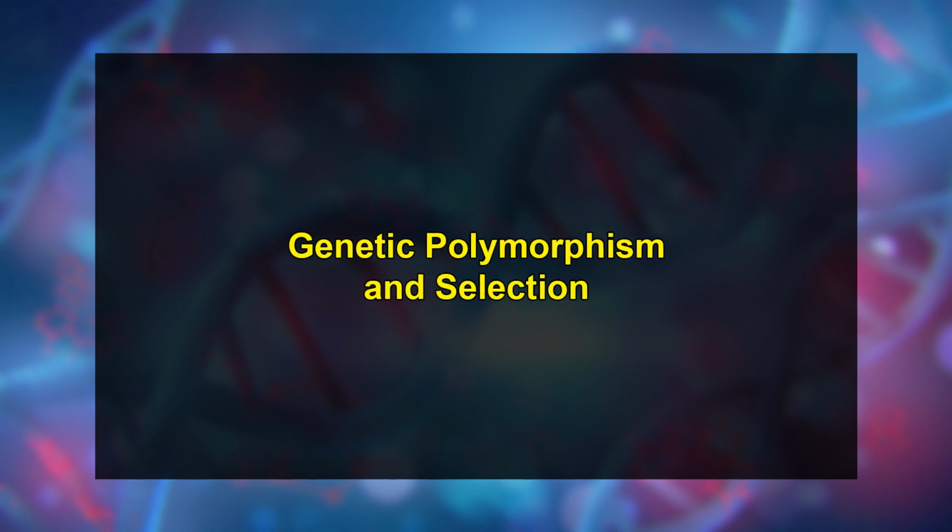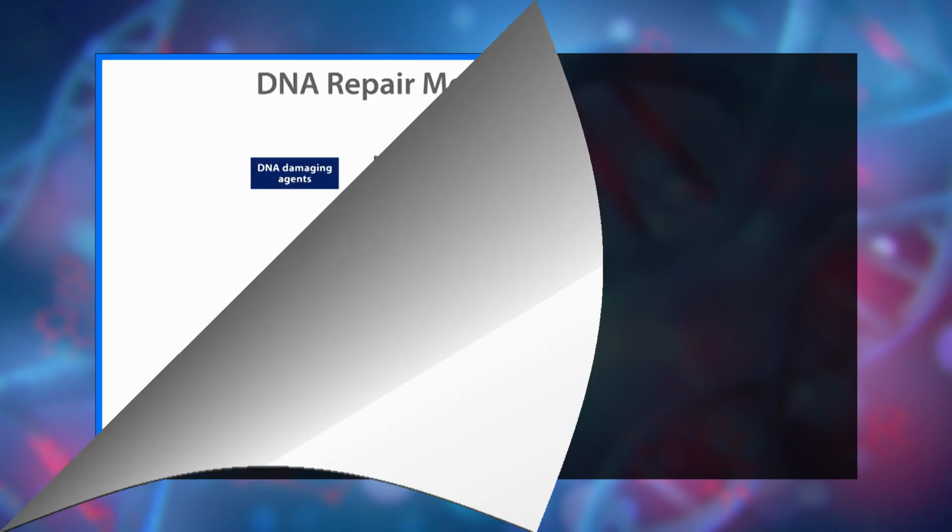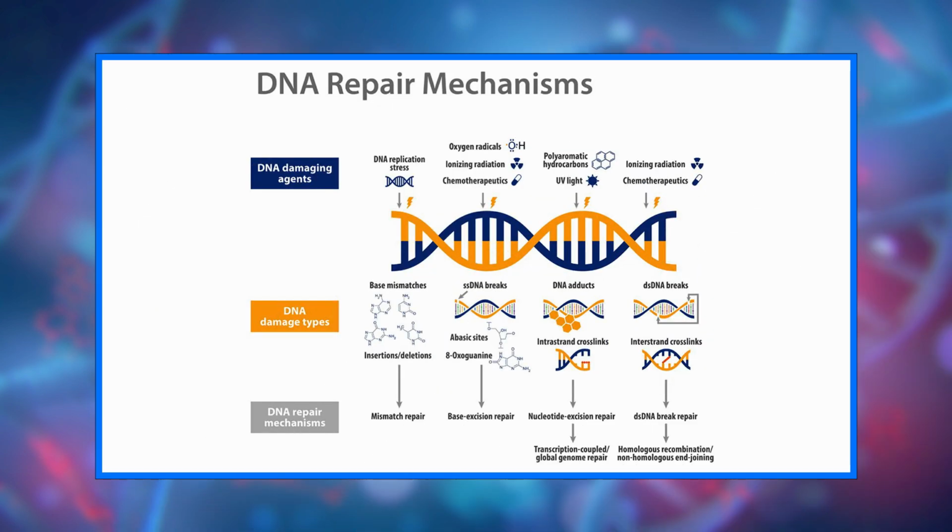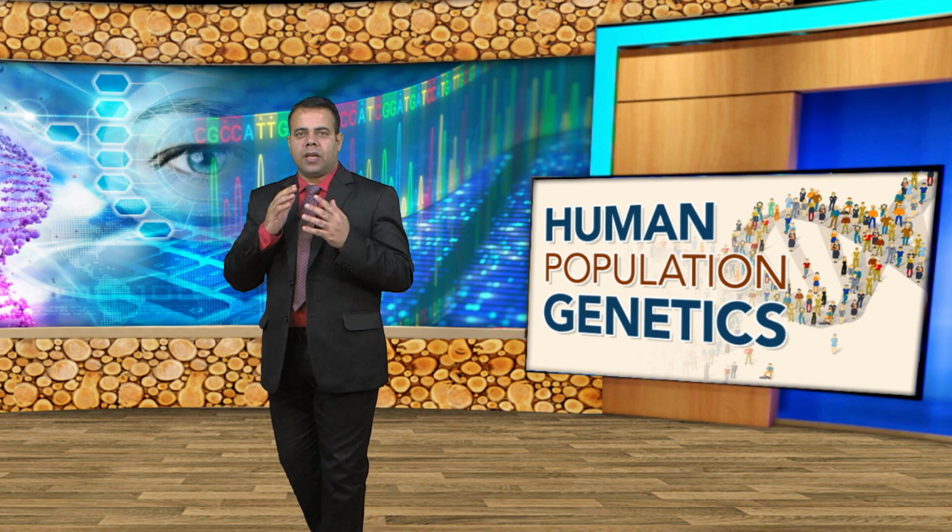Dear students, let's now discuss genetic polymorphism and selection. Polymorphism consists of mutations that escape the DNA repair system or cell divisions. Their rate of appearance is therefore a biological variable.